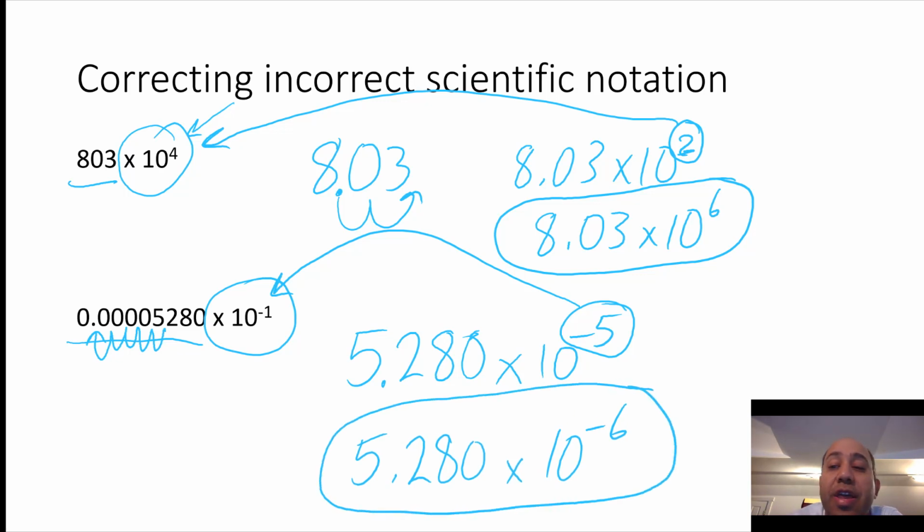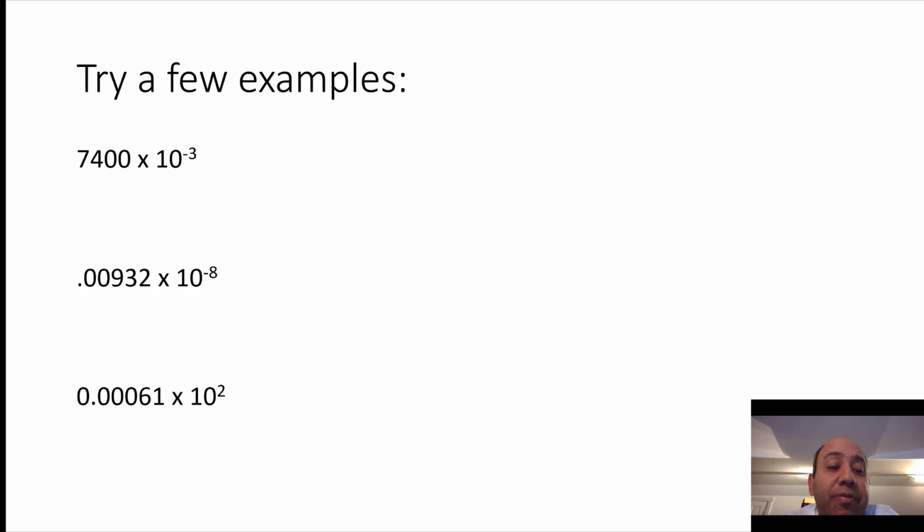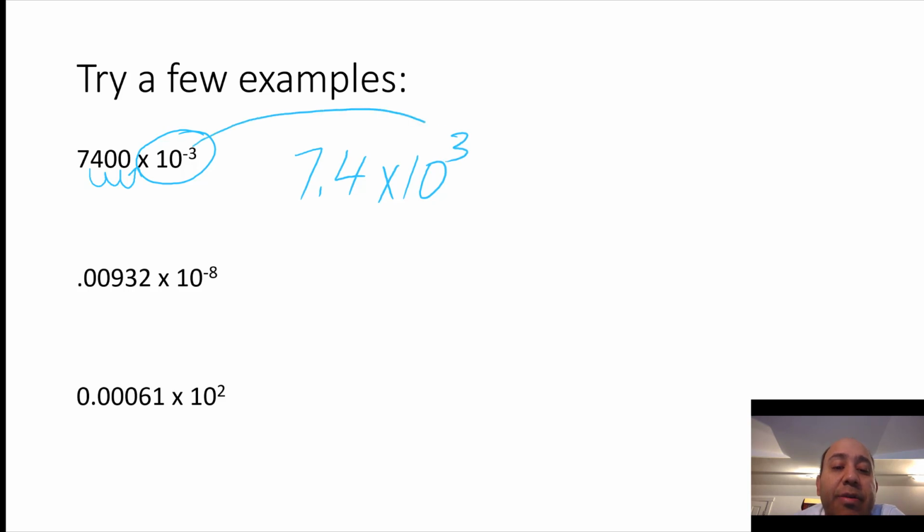Okay, so now we're going to try 3 of these on your own. Go ahead and try number 1. Okay, so ignore this part. 7.4 times 10 to the positive 3, 1, 2, 3. And you're going to add the exponents. 3 plus 3 is 0. So it's 7.4 times 10 to the 0.